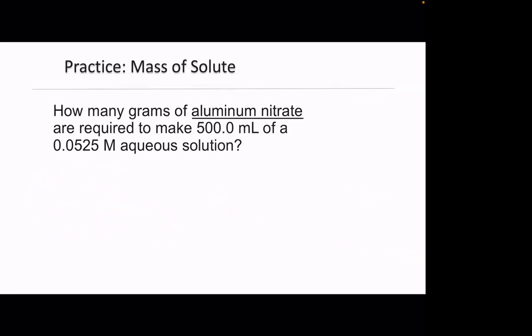So now we might be asked for the mass of a solute. How many grams of aluminum nitrate are required to make 500 mils of a 0.0525 molar aqueous solution? I'm giving you the molar mass here. It's 213, so you don't have to spend time adding that up. Aluminum is about 27, and then you've got 3 times the nitrogen, and then 3 times your oxygen. So this is aluminum nitrate, because aluminum's in group 3. Nitrate's a polyatomic ion. That is -1. So you wind up with 3 nitrogens, and that's a mistake. I just realized, I'm sorry, I got the 3 on the outside. 3 nitrogens and 6, or 9 oxygens.